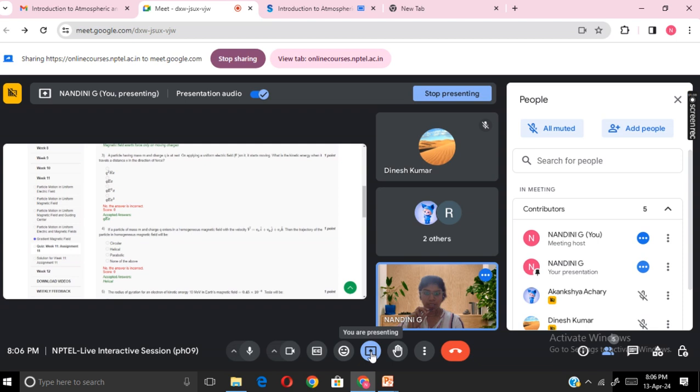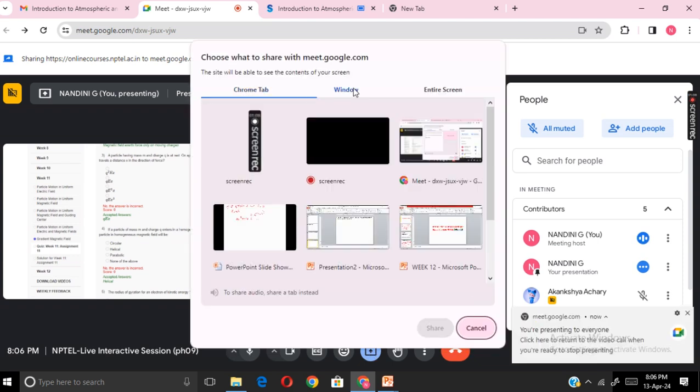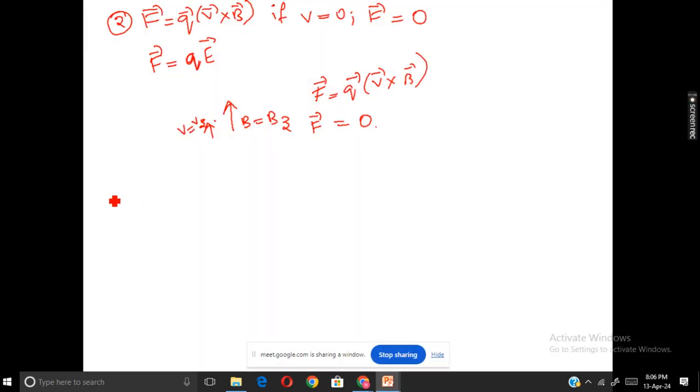So there is a charge q which is having a mass m. This is the third question. The charge q was initially at rest, and on applying an electric field E, it started moving. What is the kinetic energy?